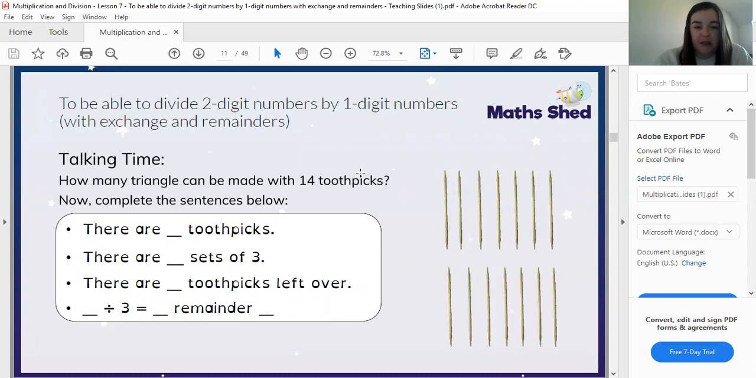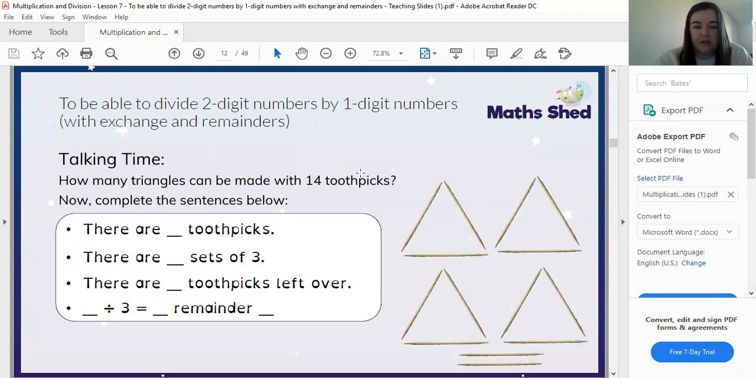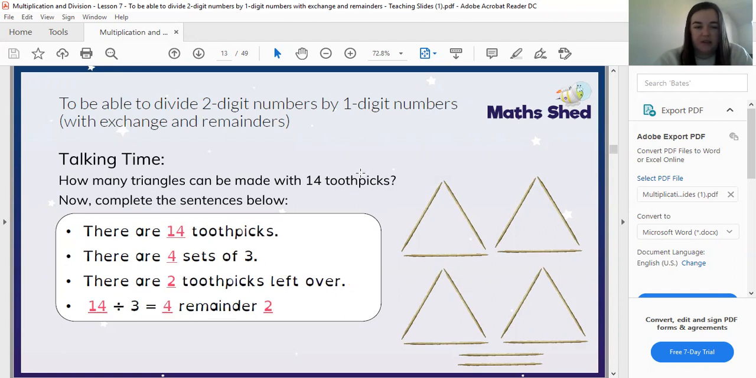Now, this time we're dividing by 3. So instead of making a square, we're going to make a triangle because a triangle has got 3 sides. So we've got 14 toothpicks. I'm going to pop them into my triangles. So we've got 4 triangles, each with 3 toothpicks in, and then we've got 2 left over. So there are 14 toothpicks. There are 4 sets of 3, and there are 2 toothpicks left over. So as a number sentence, it's 14 divided by 3 equals 4, remainder 2. So those 14 toothpicks, when we divide them by 3, we've got 4 triangles with 2 toothpicks left over.